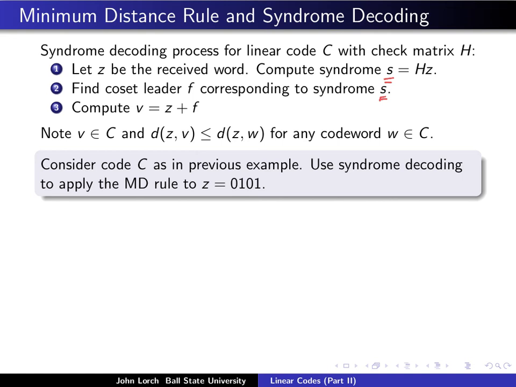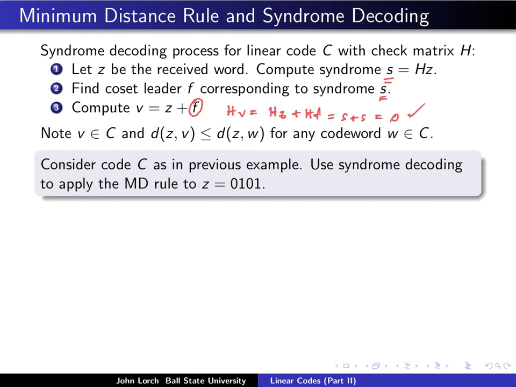So first of all, I submit to you that Z plus F, namely this V, is a code word. And the reason for that is that if you take H times V, then that's the same as H times Z plus H times F. But Z and F both have the same syndrome, namely S. And when you take any vector and add it to itself over F2, you get the 0 vector. So H times V equals 0, and that means that V must be a code word. And further, V is as close as possible to Z because this F that we chose is of minimum weight.